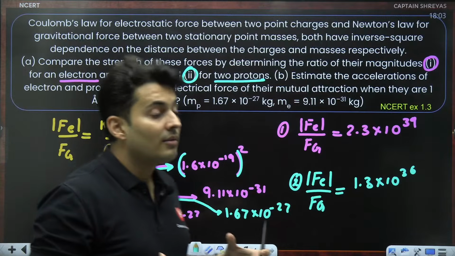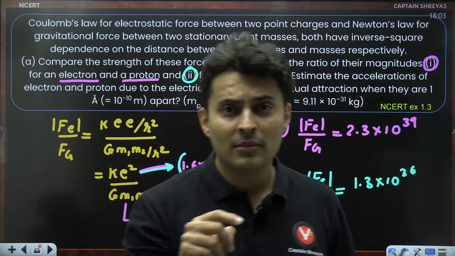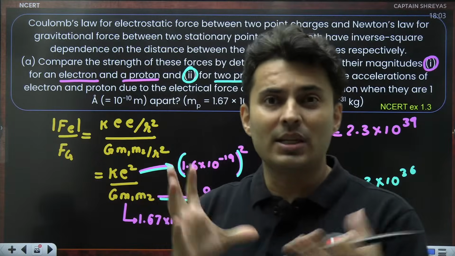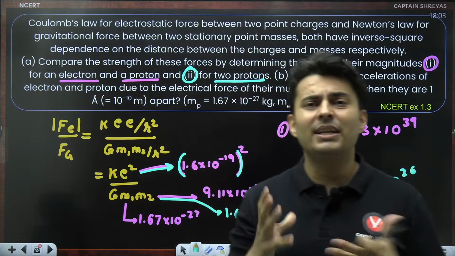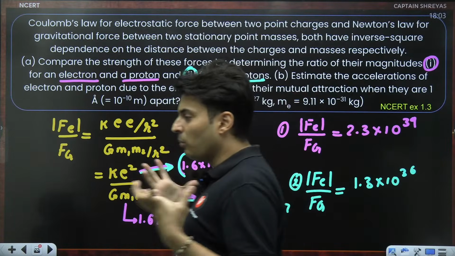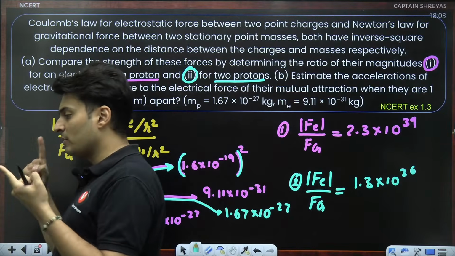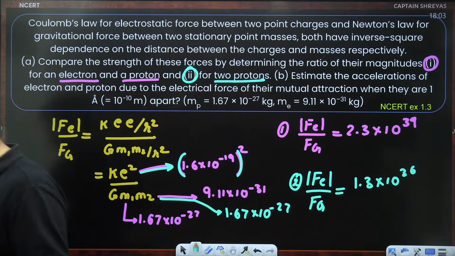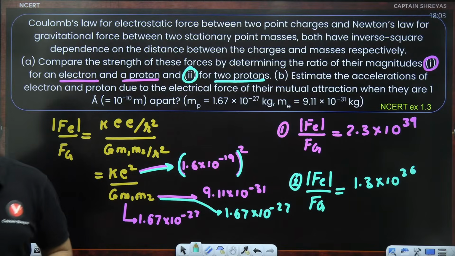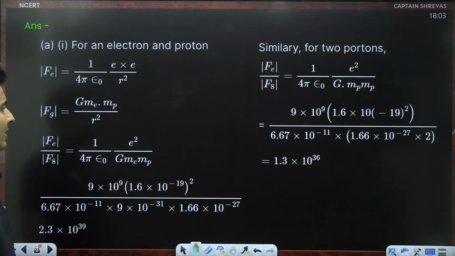That is why when you draw the free body diagram in most electrostatic problems, you never show the gravitational force, or you are not bothered about the gravitational force between electron and proton. Isn't it amazing? That is the significance of this.